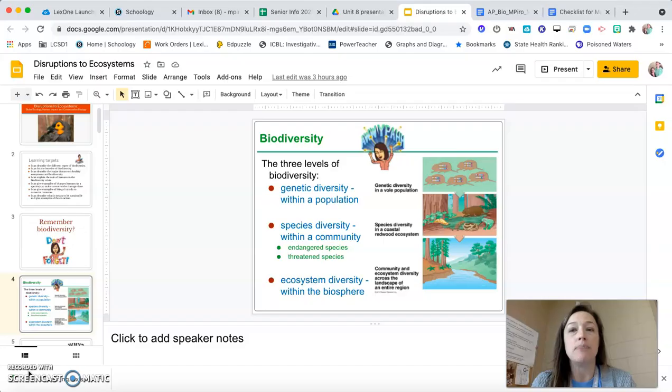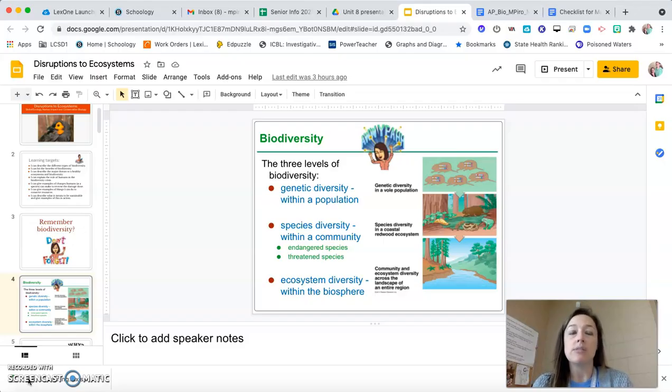When you hear the term biodiversity, this is probably the one that you're thinking of. Species diversity is the number of different species found in an area. It's what we were calculating basically when we were calculating Simpson's diversity index. We were looking at species and how many of each species was present. So that's species diversity.